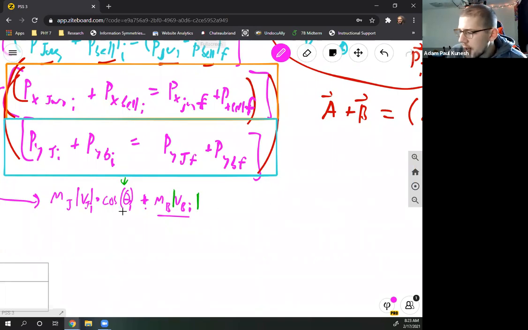Okay, so there's our left side of the x component of momentum. Here's the right side. The right side is going to have the same exact form, except now I'm going to have them traveling at the same angle and with the same velocity.